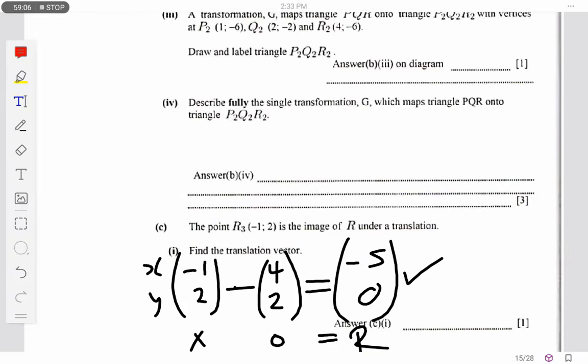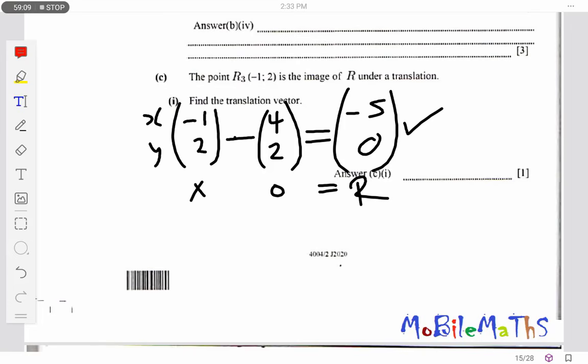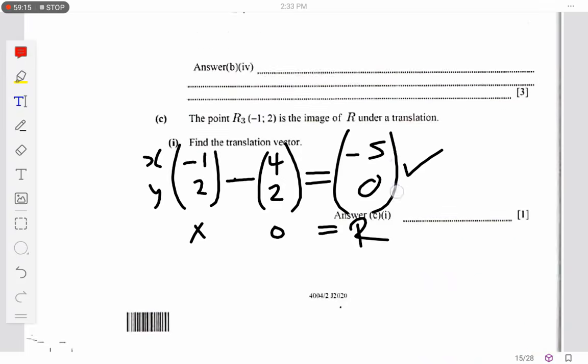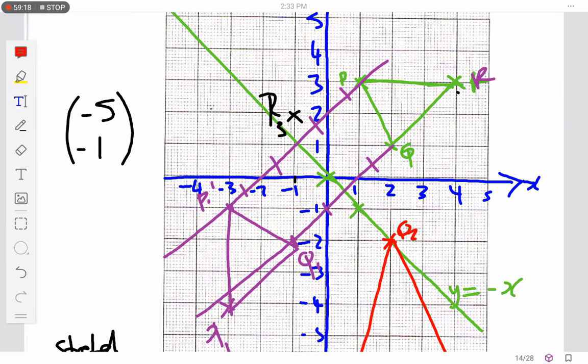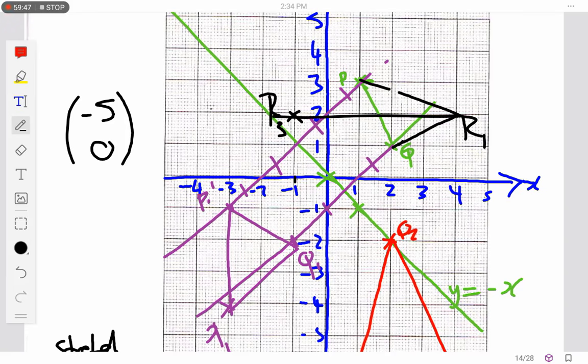I'm wondering why it is different from this one. The original was a 4 and a 2. Oh, now I see. This point here, guys, was at 3 here. So R was here. This was R there, like that. So that was an error from the beginning, because you must get the same translation vector. So it's 0 there. We are just moving from R1, in a straight line, minus 5.